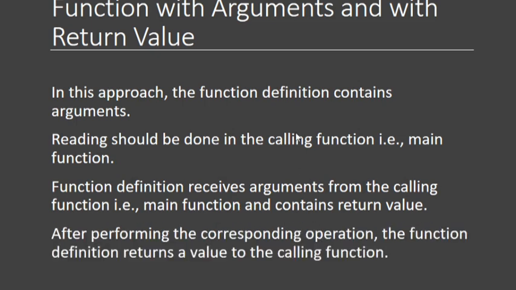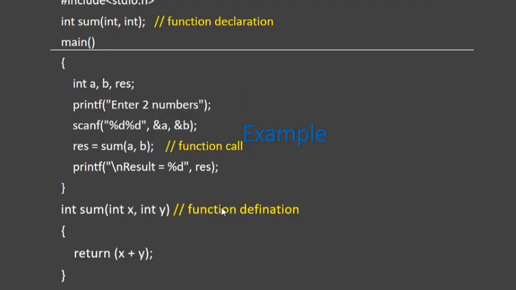In this approach, the function definition contains arguments. Reading should be done in the calling function, that is the main function. The function definition receives arguments from the calling function, that is the main function, and contains the return value. After performing the corresponding operation, the function definition returns a value to the calling function. So this theory I'll explain in the program.